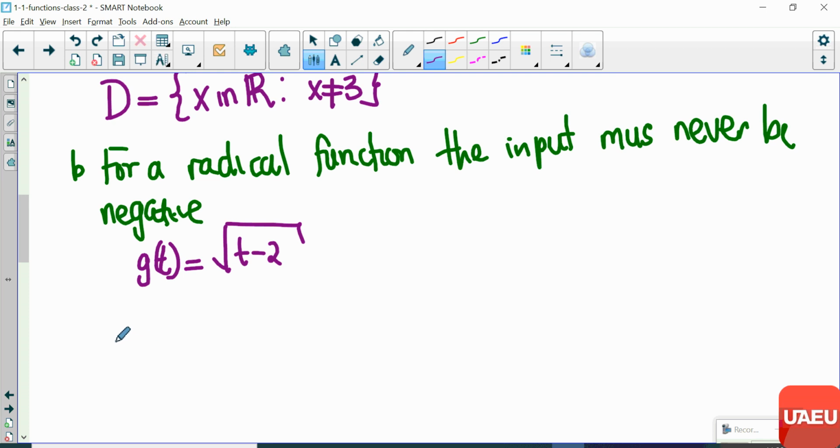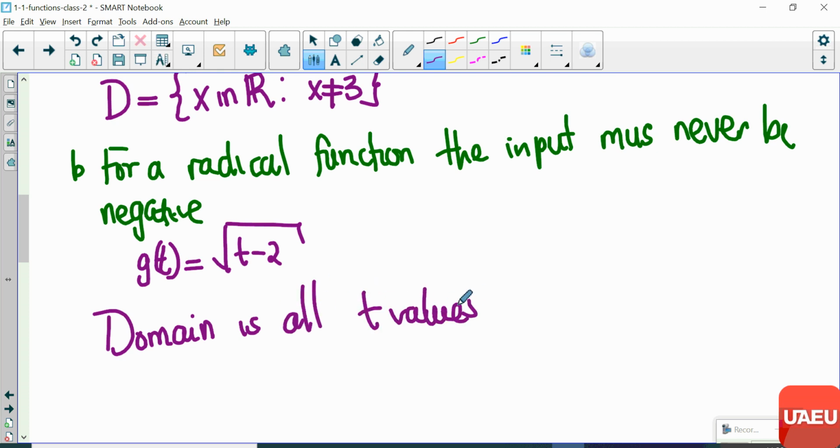So what we mean to say is that the domain is all t values where t minus 2 is larger than or equal to 0. We definitely don't want it to be negative. In other words, if you take the negative 2 to the other side, then it becomes t greater than or equal to 2. In conclusion, as I did above, we can write it in proper mathematical notation.